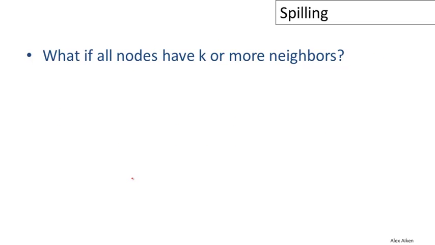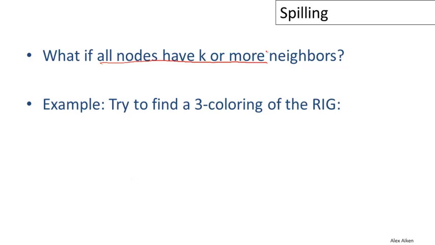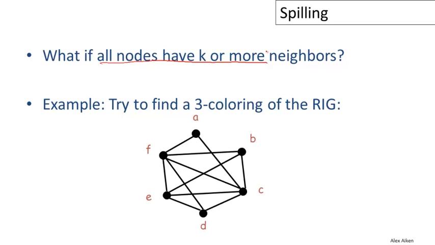Now, when does a graph coloring heuristic get stuck? Well, the only situation in which it won't be able to make progress is if all the nodes have k or more neighbors. So let's take a look at our favorite register interference graph, the one we've been using in our examples. And now let's say that the machine we want to use only has 3 registers. And so instead of finding a 4 coloring of this graph, we need to find a 3 coloring. So let's think about how to find a 3 coloring of this graph.